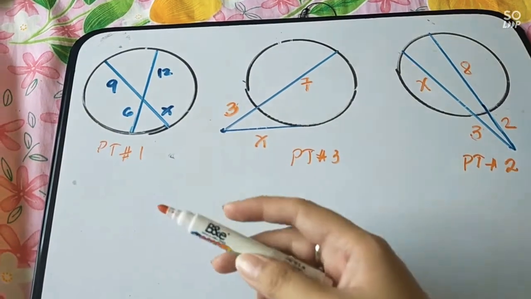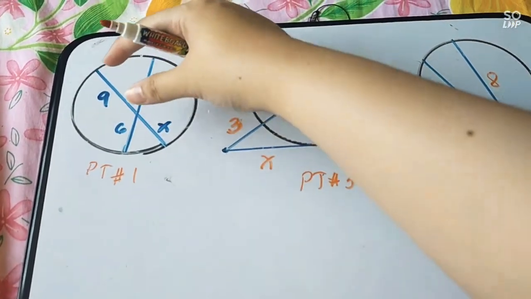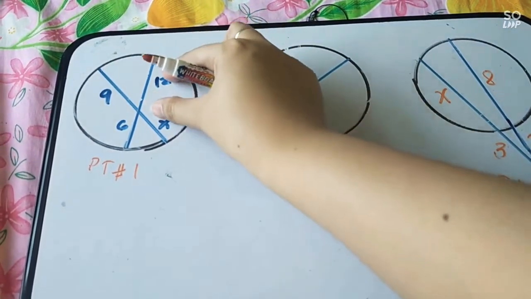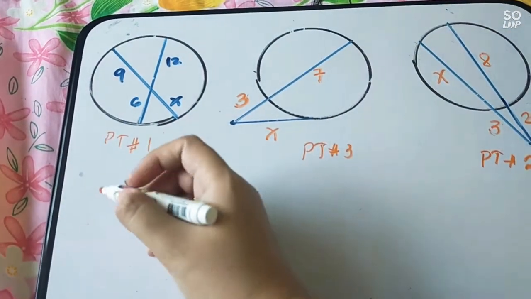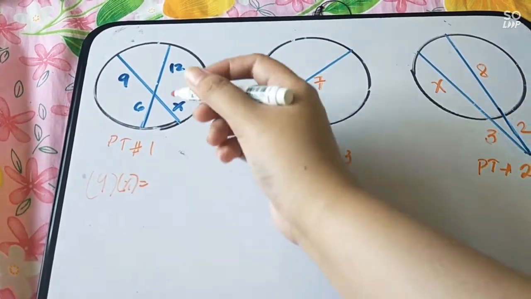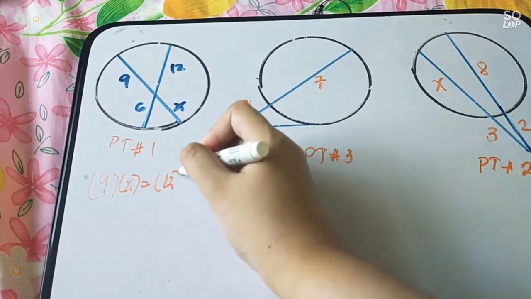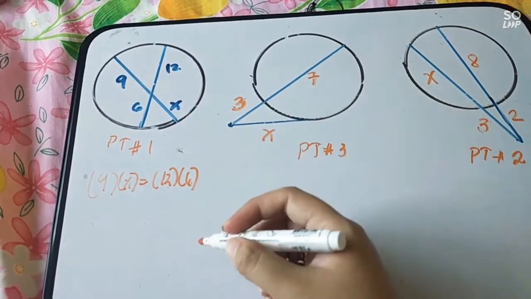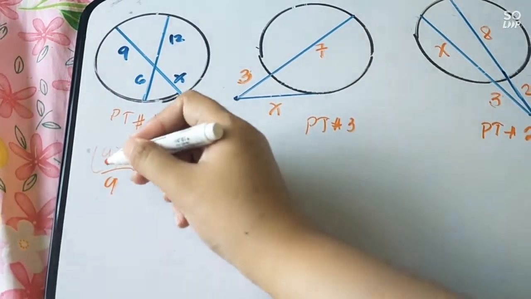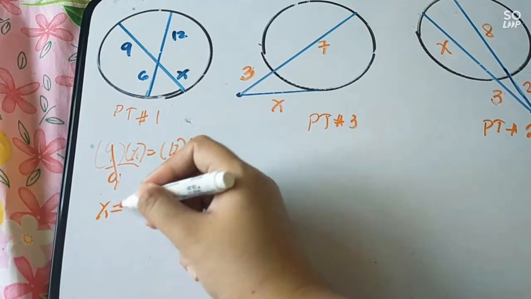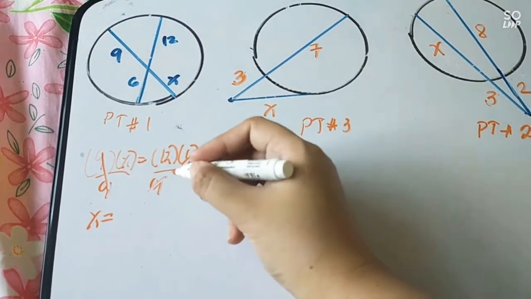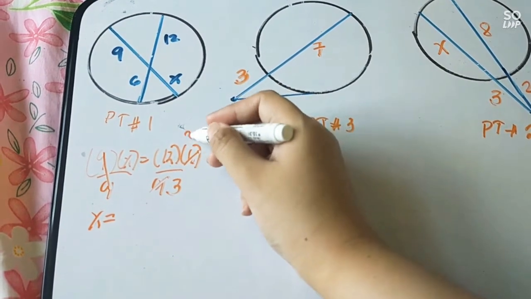Dun sa power theorem number 1, yung product daw nito, etong segment na to at saka nito ay equal sa product nito at saka nito. Okay? So, therefore, 9 times x ay equal to 12 times 6. O, ganun lang kasimple. Then, divide mo both sides by 9. Cancel mo na yung 9. So, you have here x. Then, simplify natin 9 and 6. Si 9 and 6 divisible by 3. So, this one becomes 3. Then, this one becomes 2.